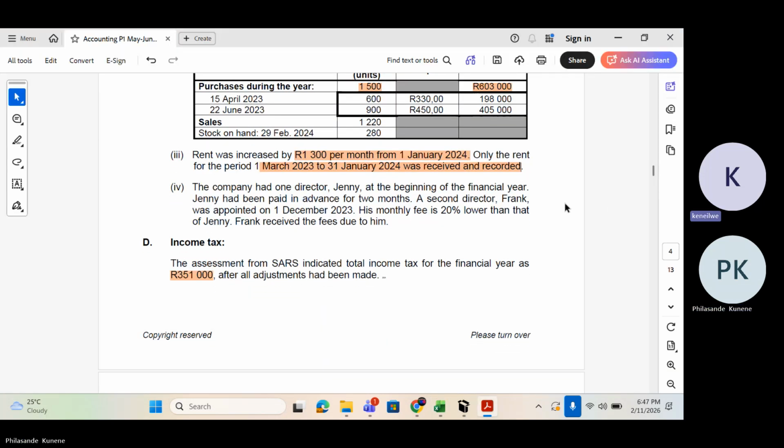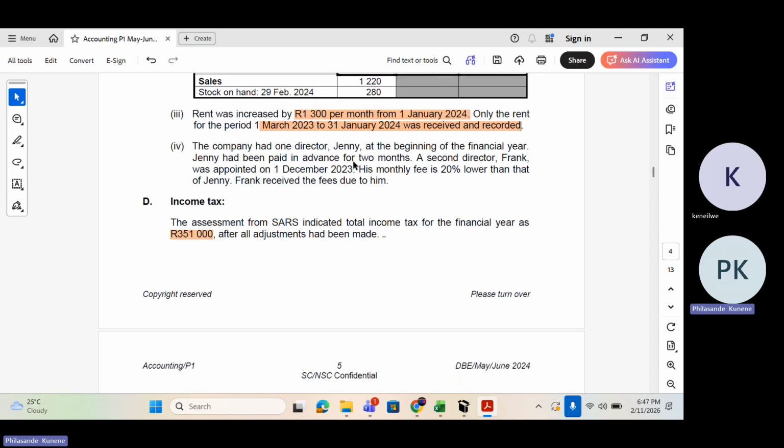Yes. Perfect. Now let's go to number 5. Number 5, what are they saying here? Number 4, sorry. The company had one director, Jenny. We don't have to worry that much about calculations now because we did these calculations before. The only thing I want you to tell me is whether we have an accrued expense or prepaid expense. Yes, it's going to be an expense, but when it comes to the balance sheet, is it a liability or a receivable? That's all I want to know with these transactions because we worked on them already.